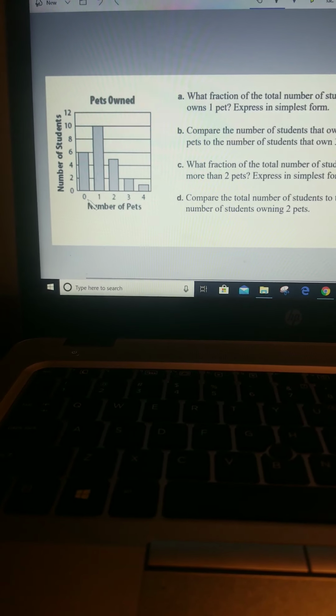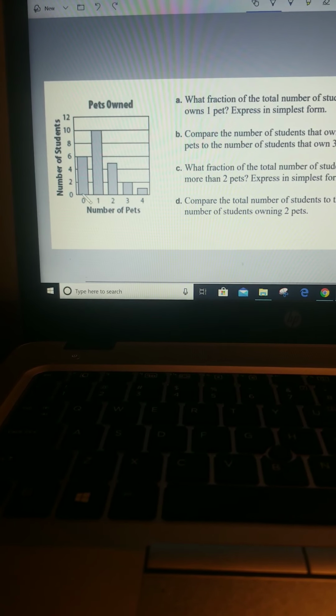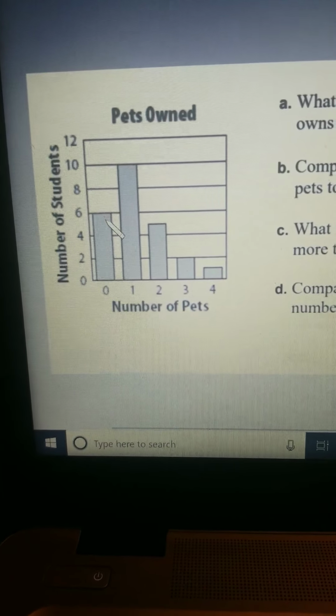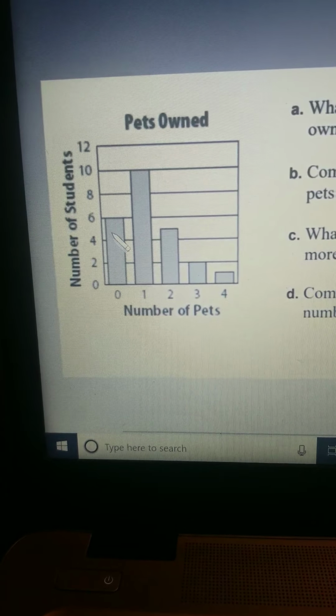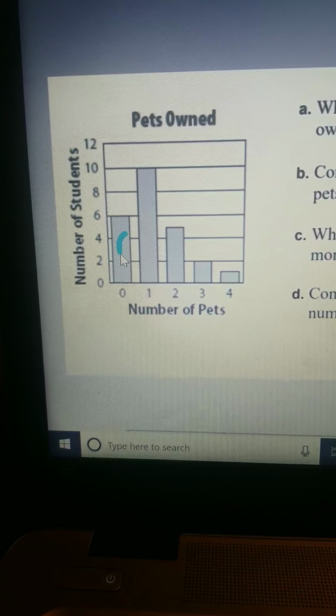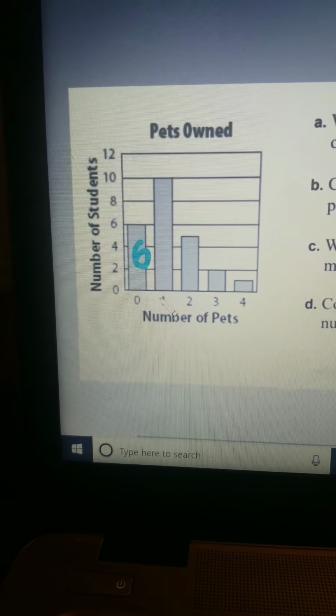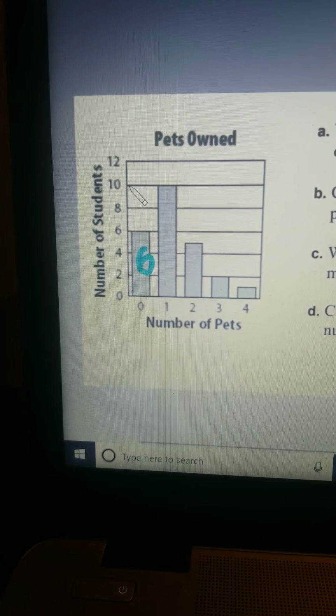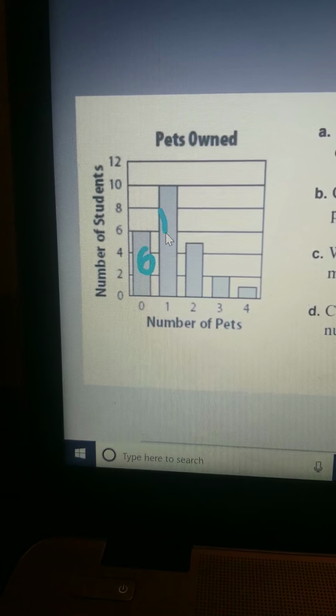So students who own 0 pets. All we do is we go up and over so that we find out exactly which number represents this bar. So you notice that this bar goes up to the number 6. So we're going to write a 6 inside of that. Students who own 1 pet. So we go up and over, and that bar is worth 10.